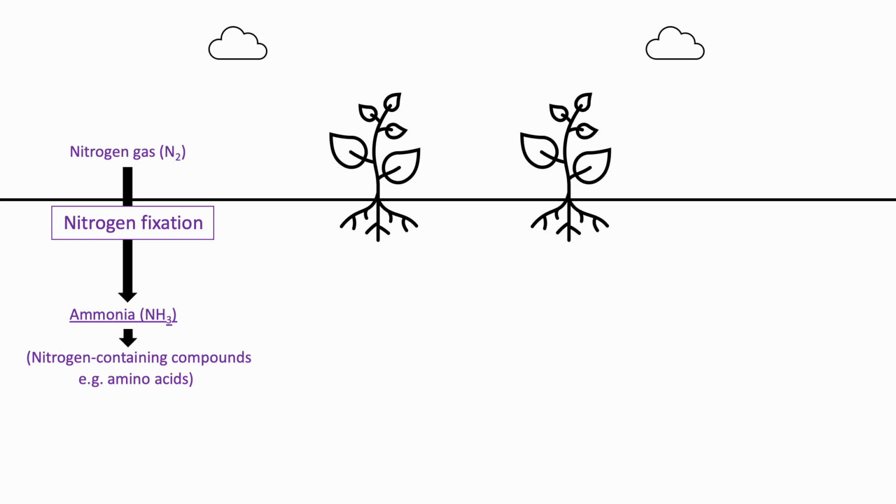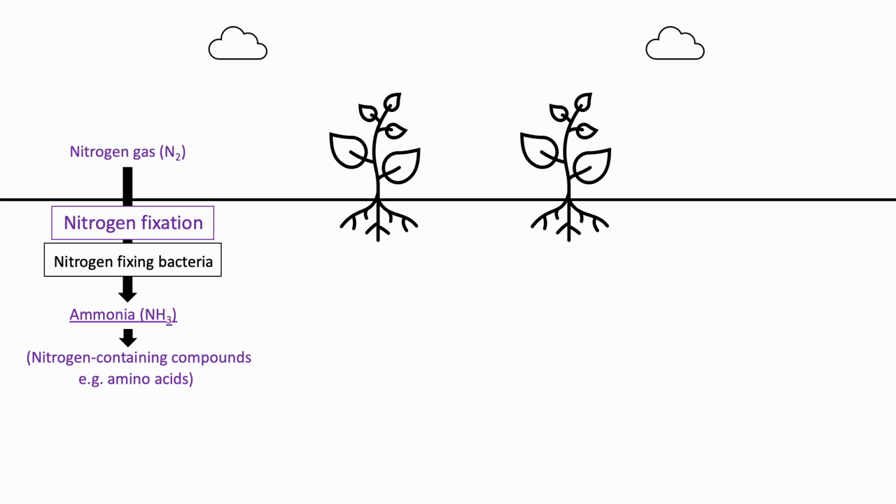And just to recognise that ammonia will eventually be converted into nitrogen-containing compounds by nitrogen-fixing bacteria. So they will use that ammonia to make their nitrogen-containing compounds and also supply that ammonia to plants to make their nitrogen-containing compounds. So the organism is nitrogen-fixing bacteria. They're carrying out nitrogen fixation to convert nitrogen gas to ammonia.